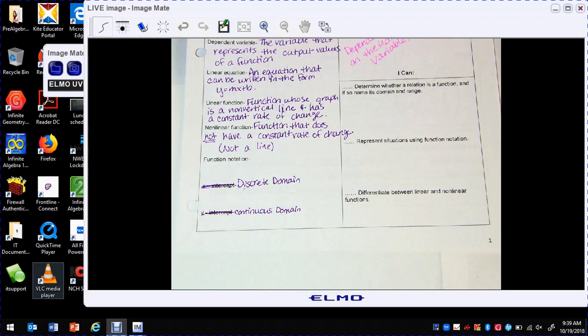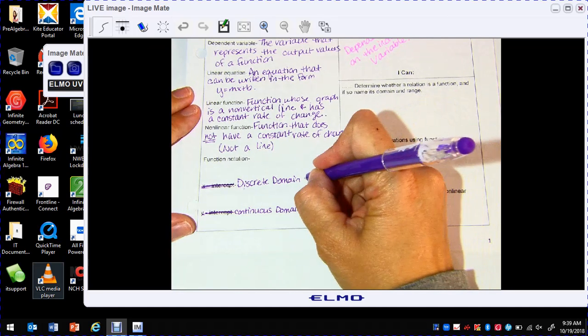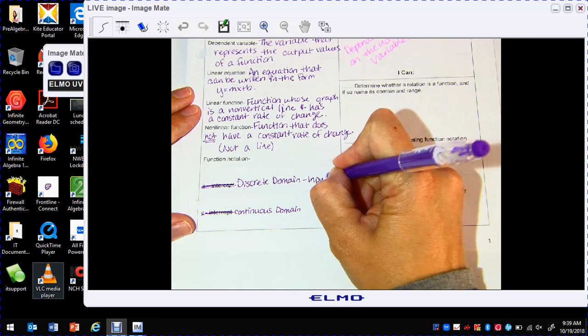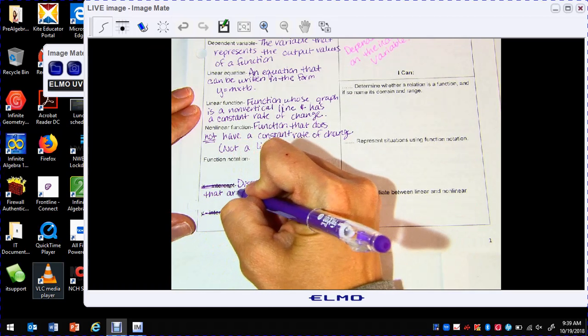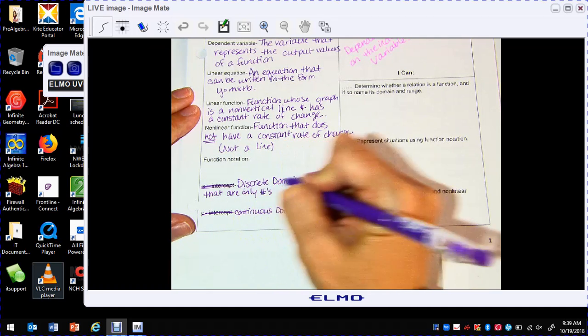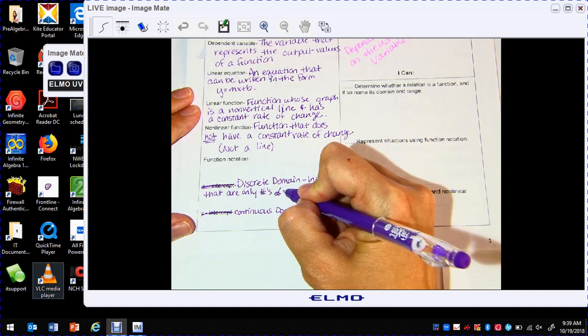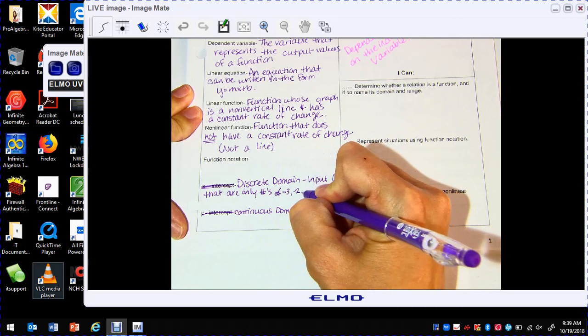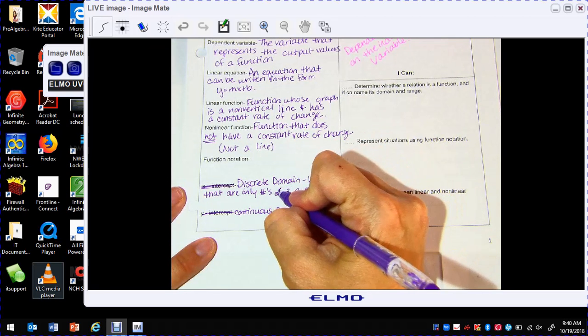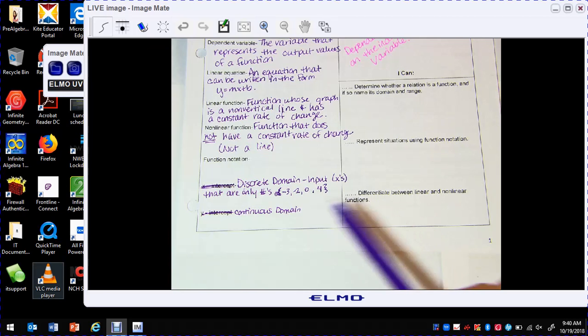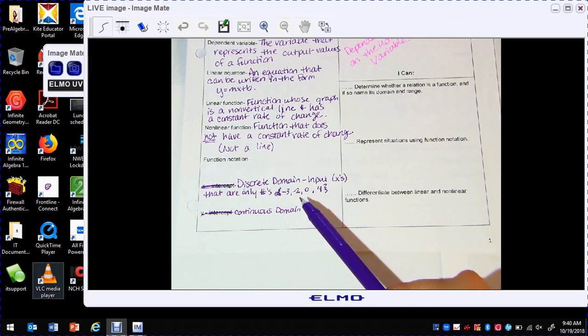Okay, so a discrete domain is the set of input values, the x's, that consist of only numbers. Remember, your inputs are your x's that are only numbers. Let me write an example here: numbers like negative 3, negative 2, 0, 4. They're whole numbers, and they're in the squiggly brackets. And that's it for the domain. It's not what's between negative 3 and negative 2. It is an actual whole number there.